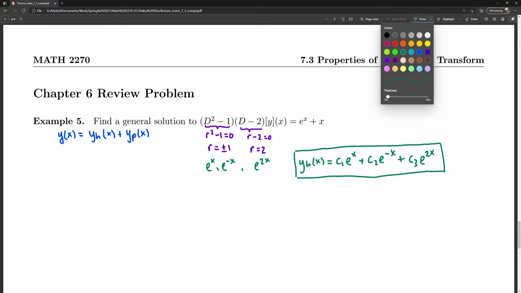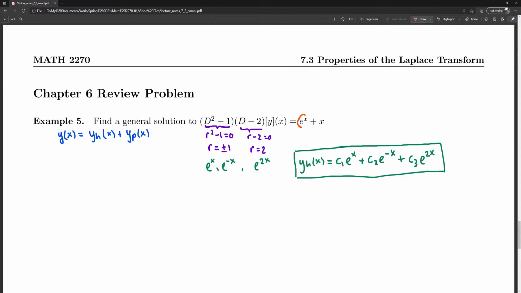But let's take a look at annihilators. So e to the power x, and you can look this up in your table for annihilators. The annihilator for that is D minus 1, and the annihilator for x is D squared. So the total annihilator is going to be D squared times D minus 1.